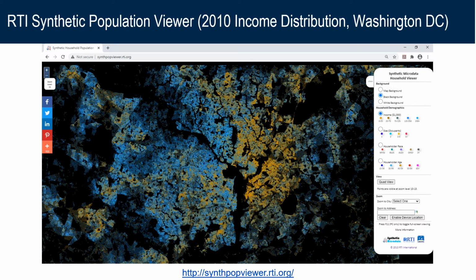Starting in 2004, the first U.S. National Synthetic Population Dataset was being built for NIH for study of infectious diseases utilizing agent-based modeling approaches, and the same 2010 national dataset continues to be used for modeling of COVID-19 today. You can view the entire public domain 2010 version of RTI synthetic population at synthpopviewer.rti.org. In this image, I'm showing the 2010 income distribution for Washington, D.C.